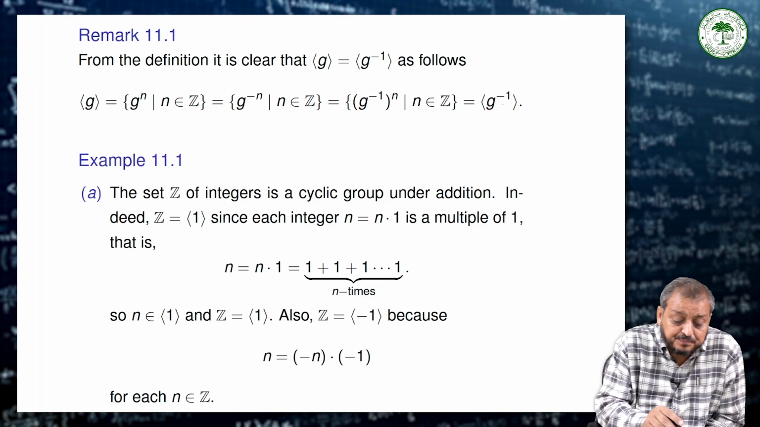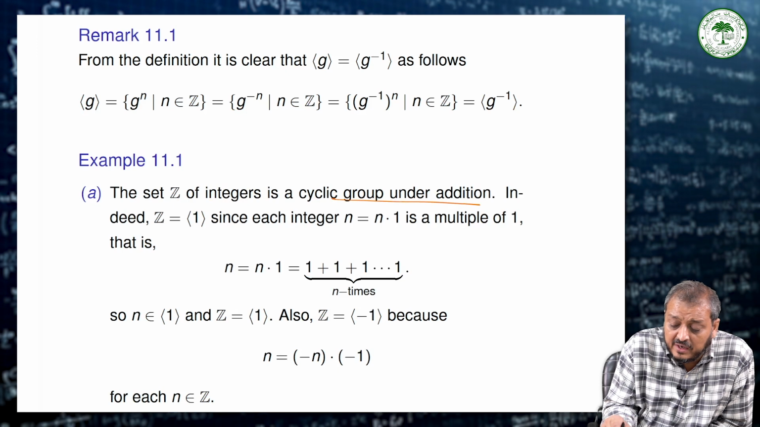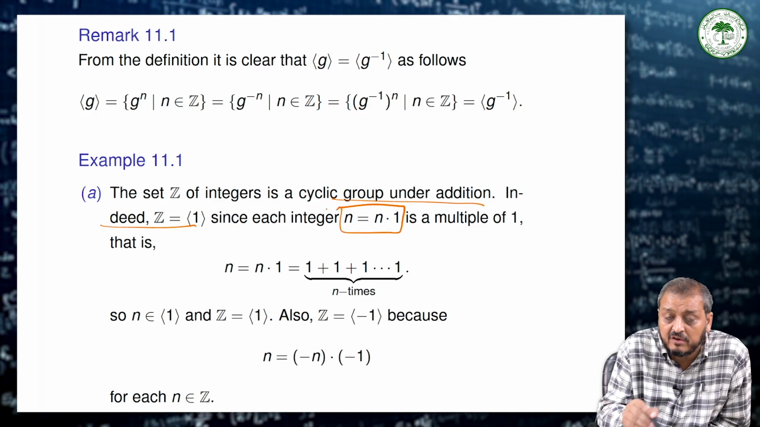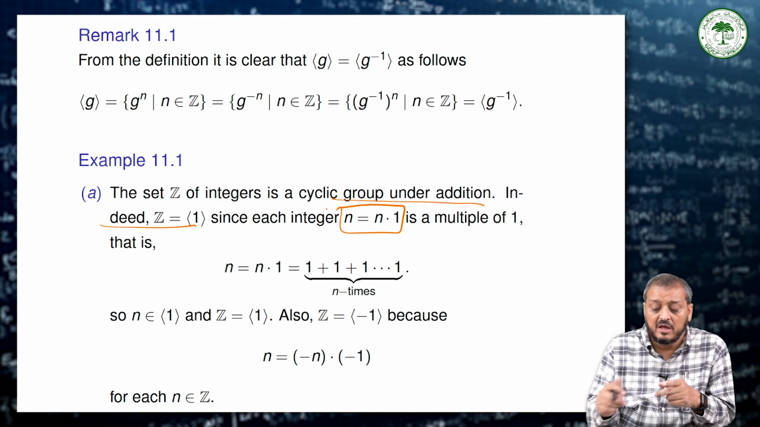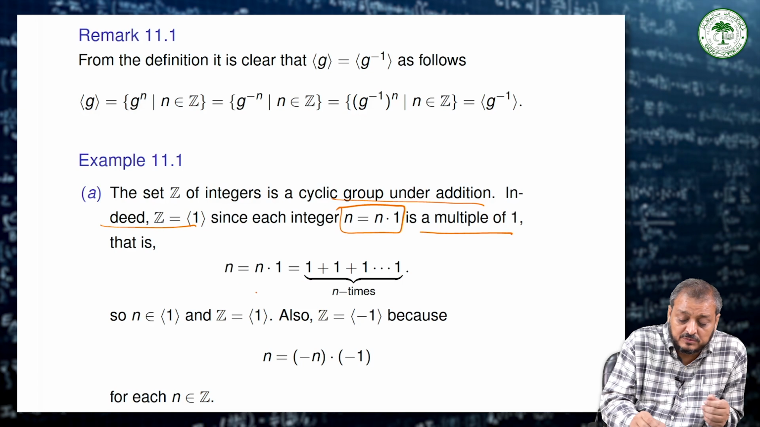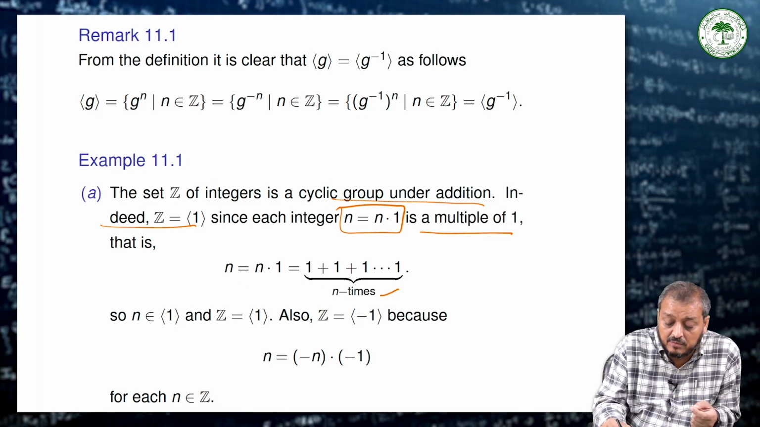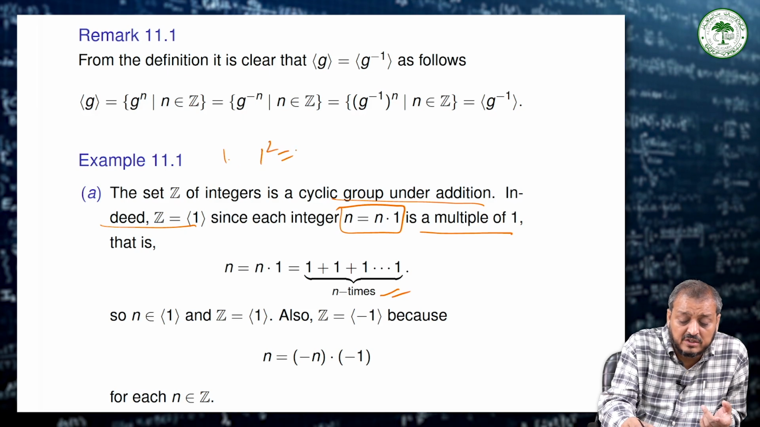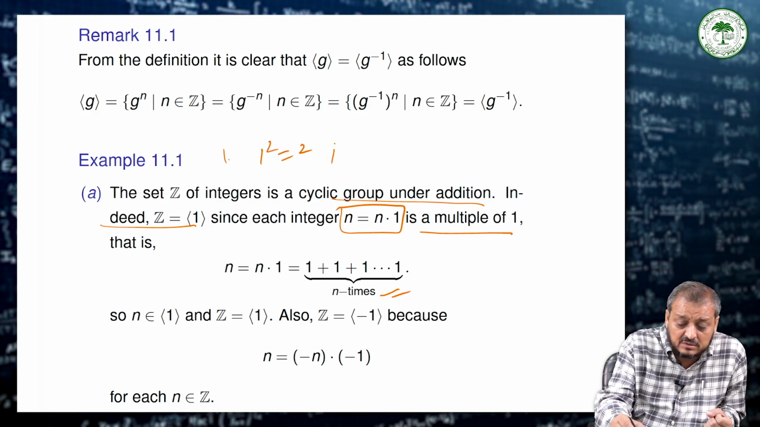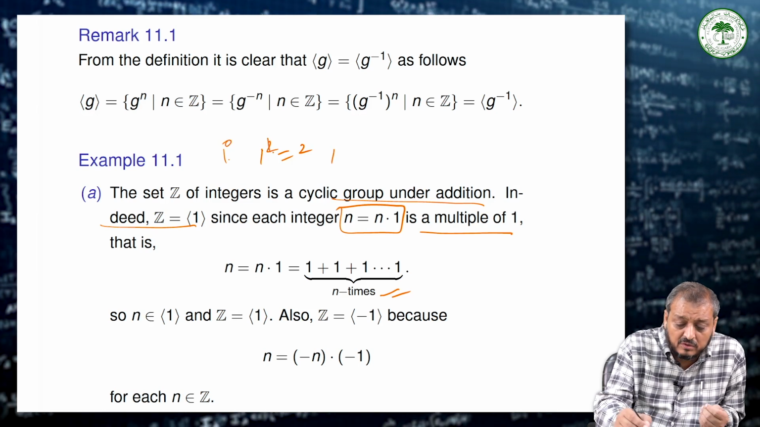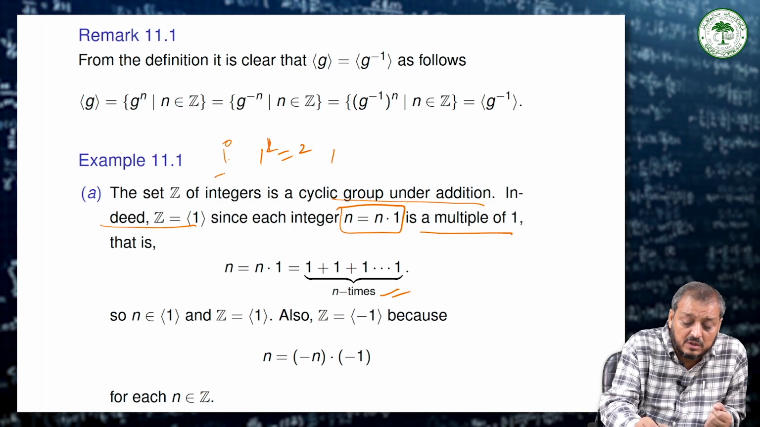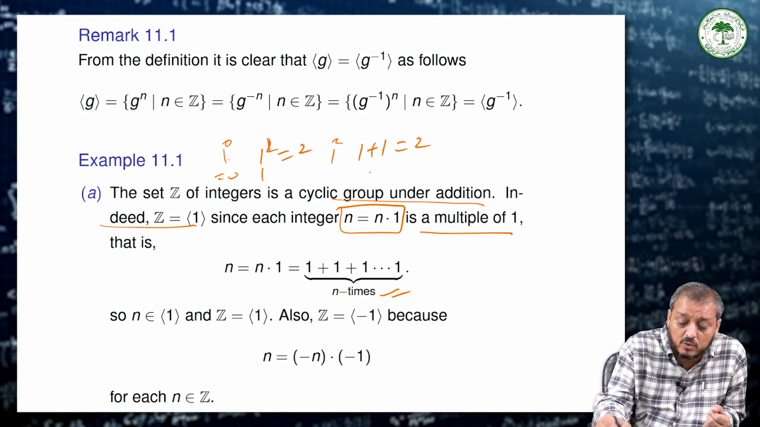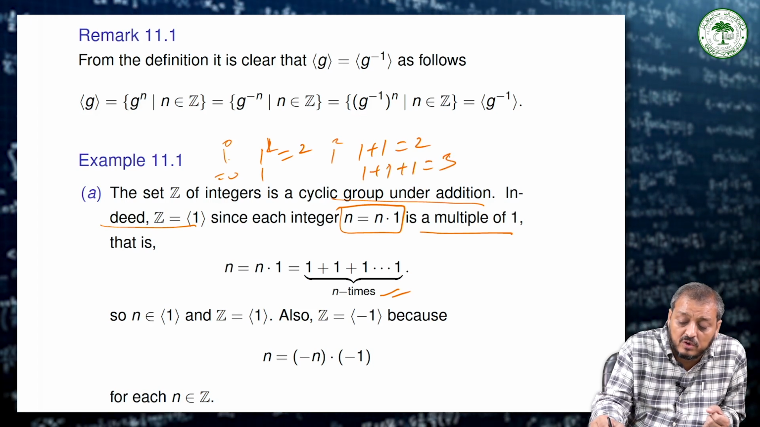For example, take the set of integers, which is a cyclic group under addition. We say that 1 is a generator, since any n can be written as n times 1, that is a multiple of 1. So n times 1 means 1 plus 1 plus 1, n times. So 1 to the power 0 is 0, 1 to the power 1 is 1, 1 to the power 2 is 1 plus 1, which is 2, 1 to the power 3 is 3, and so on.